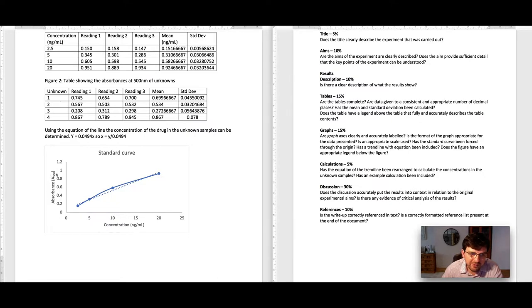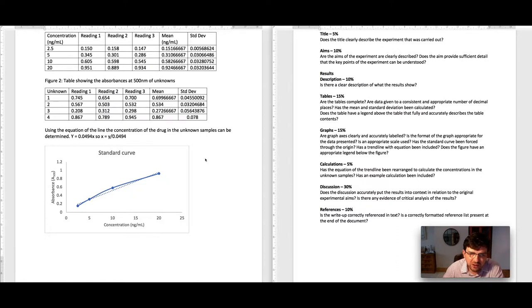We know what wavelength it's been measured at. We have the units for the concentration. How could this be improved? Well, apart from forcing through the origin, as we've already discussed, this title here, a standard curve, doesn't actually tell us what the standard curve is of, so we would need to know that it's of drug X.